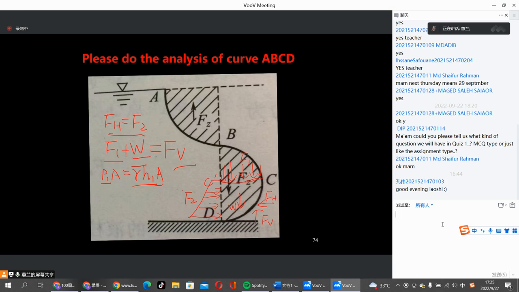Again, action and reaction force. We know the force on the curved surface DC is equal to the weight of the pressure volume of the fluid volume above the curve DC to the free surface, right?